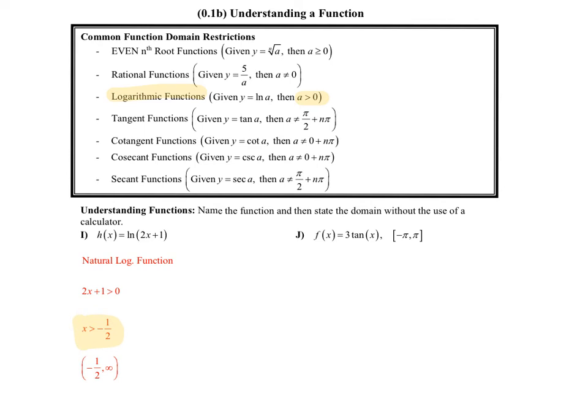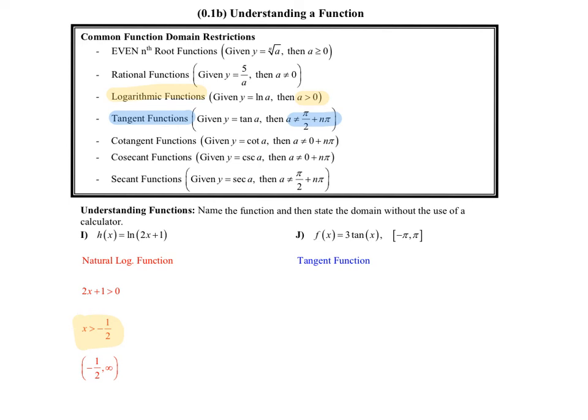Example J is a tangent function, and because it's a tangent function, there are specific values that you cannot take the tangent of, because the tangent of pi over 2, for instance, is undefined. The tangent of negative pi over 2 is undefined, and so on and so forth around the unit circle. So we have that particular domain restriction. Keep in mind pi over 2 plus 1 pi gets us 3 pi over 2. Tangent of 3 pi over 2 is undefined. And if we were to subtract, pi over 2 subtract pi again is negative pi over 2.